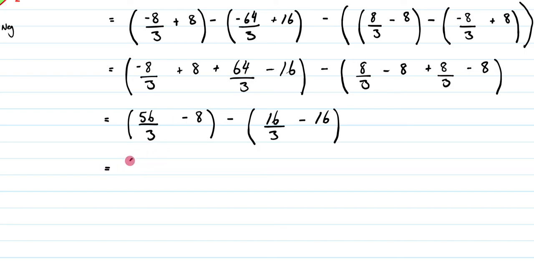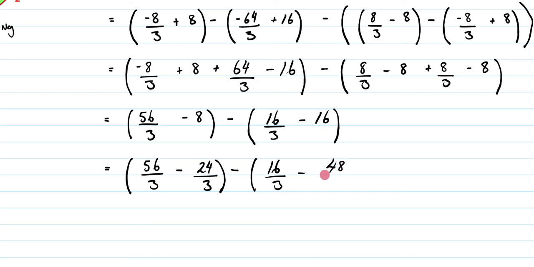Right here, I'm going to have to give them common denominators to add these correctly. So it's going to be 56 over 3 minus 24 over 3. And I'm going to have to do the same thing over here. This is going to be 16 over 3. 16 times 3 is 48 over 3, like that. Then we go here. 56 minus 24 is going to be 32 over 3. Let's just keep that in brackets just for consistency's sake. Minus, bracket. This right here, 16 minus 48 is going to be minus 32 over 3.